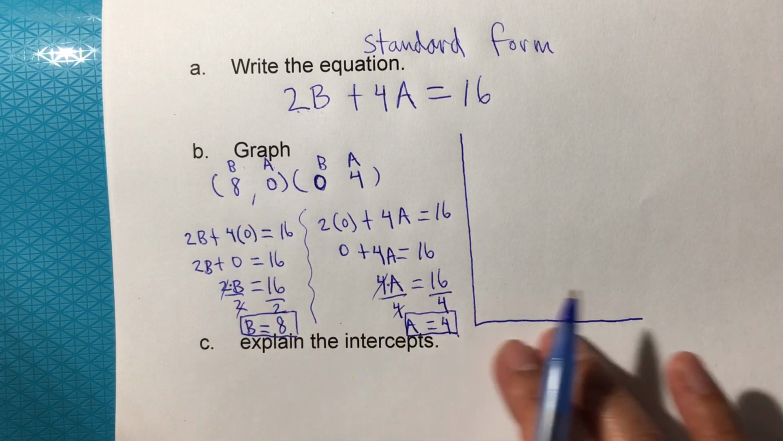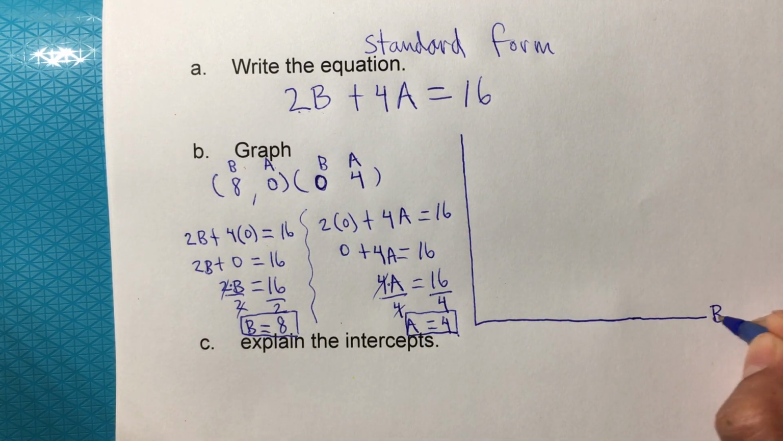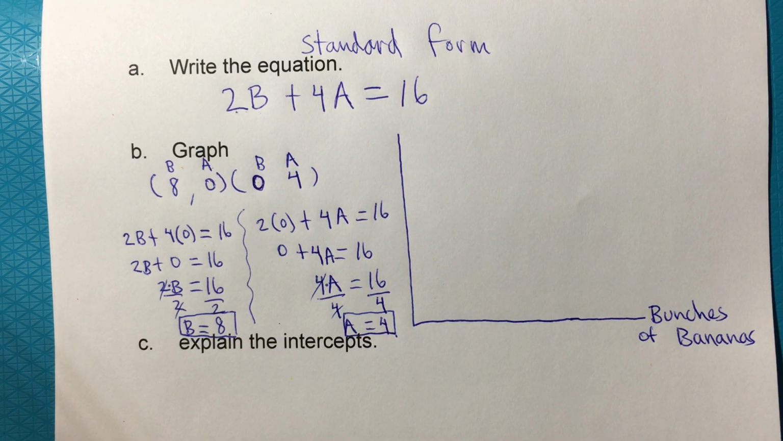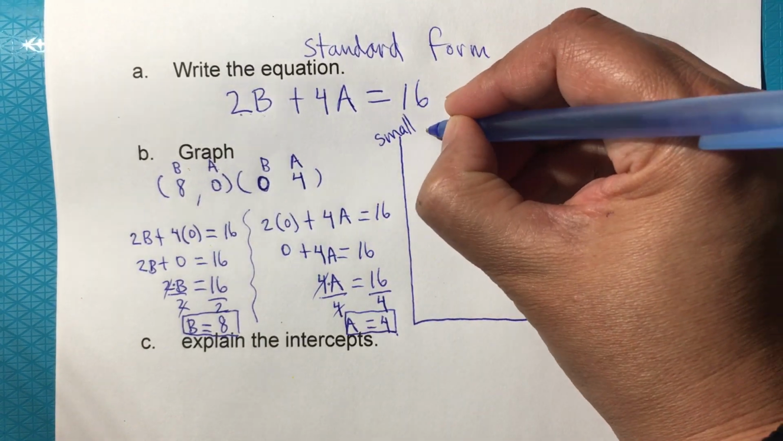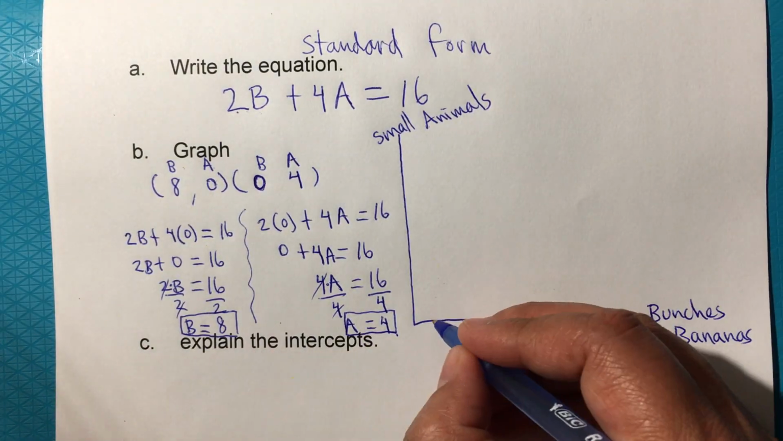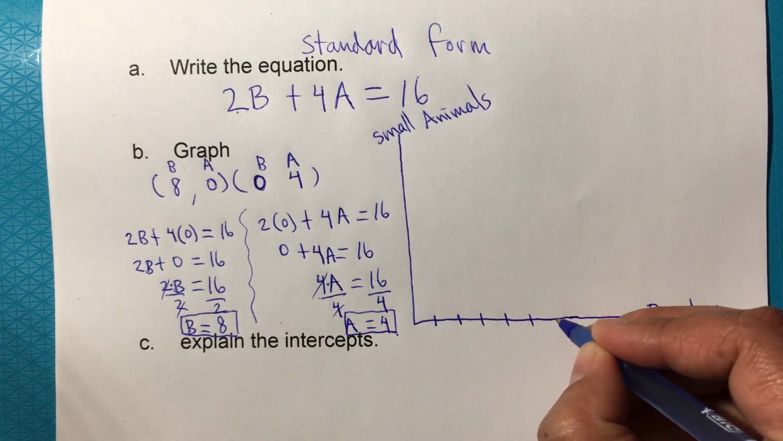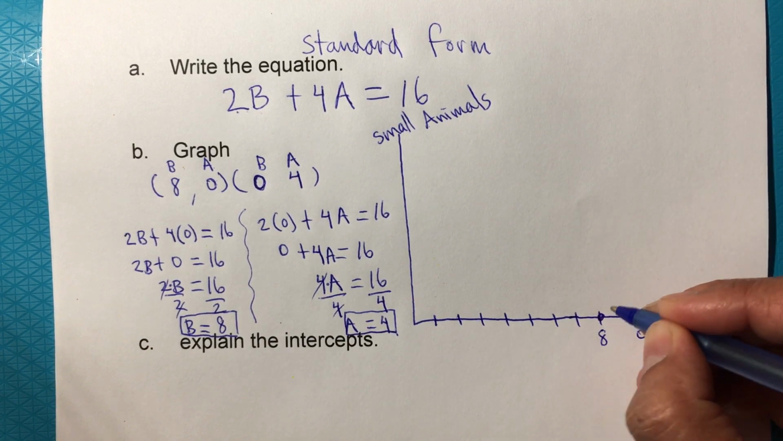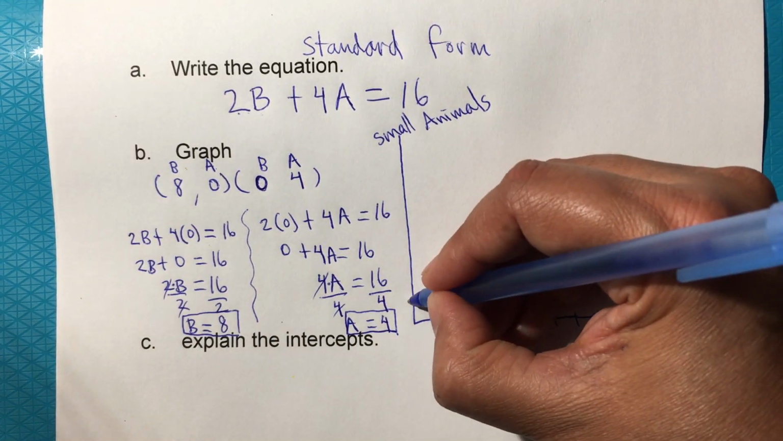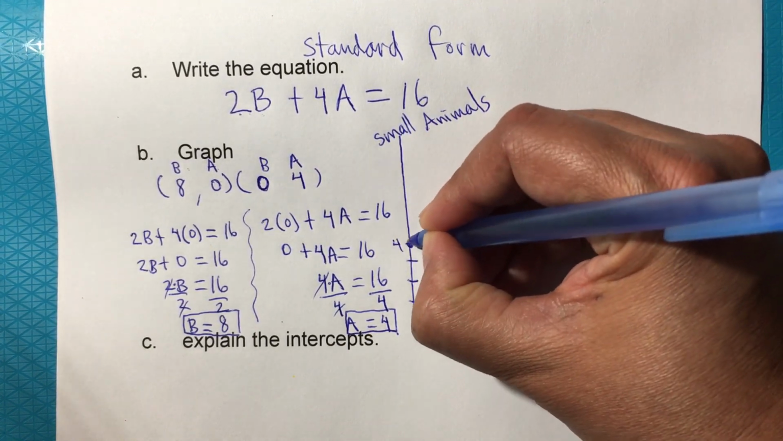The first one is always going to be on your x-axis. Since it's b, that means the bunches of bananas. And on y, you will have the small animals. Okay, and so we have 8 for the bunches of bananas. So 1, 2, 3, 4, 5, 6, 7, 8. It's right there. For small animals, you have 1, 2, 3, 4, and it's right there.